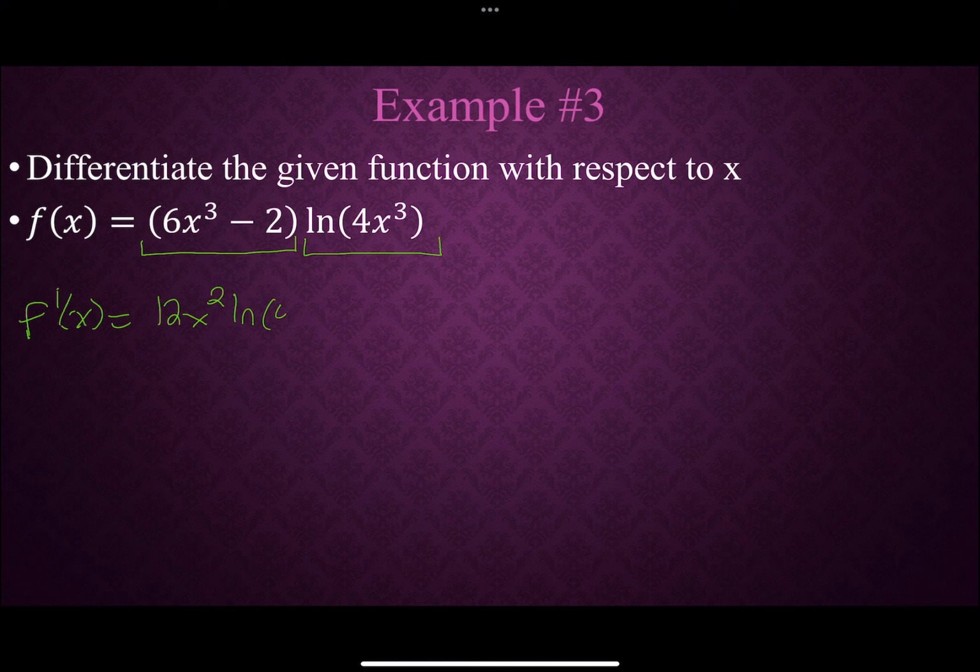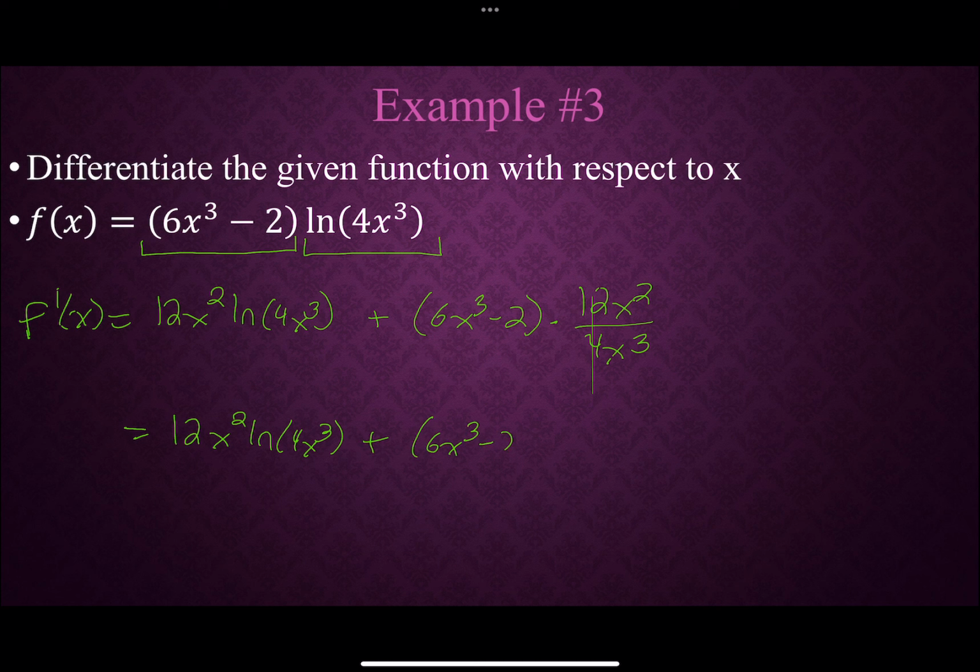We leave the ln of 4x cubed alone. And then plus, we leave the 6x cubed minus 2 alone. The derivative of ln of 4x cubed, well, would be 12x squared over 4x cubed, which I can reduce. I kind of need to reduce that. Just simply a 3 over x. All right, we're going to leave it in that format right there.